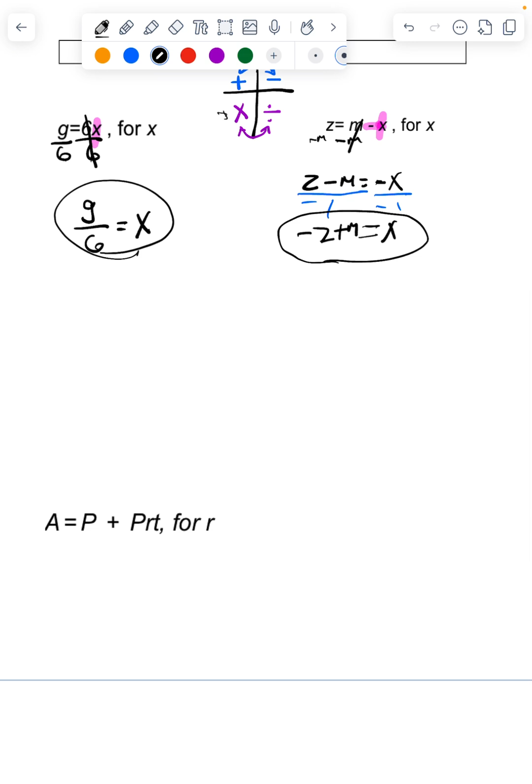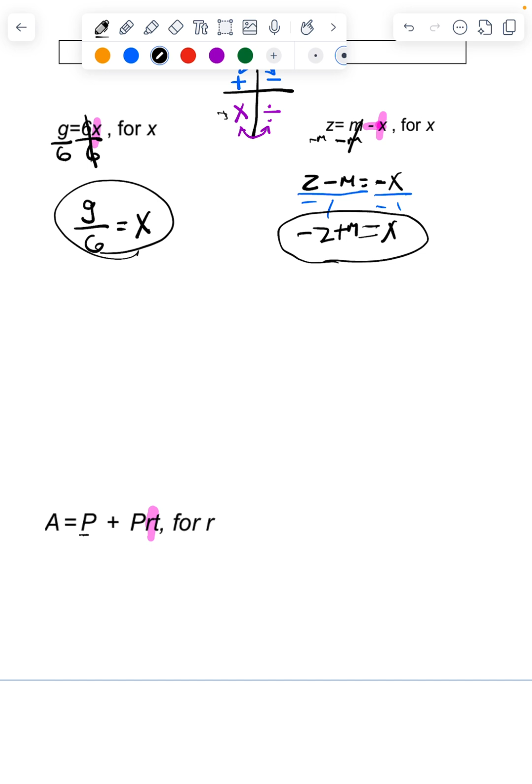Now it says I have to solve for r. Now r is going to be all by its little lonely self, okay? And so we're going to have to get rid of that initial value like we normally do, which is this p right here. We get rid of that initial value when we solve for x or solve for a specific number. We're going to do the same thing here.